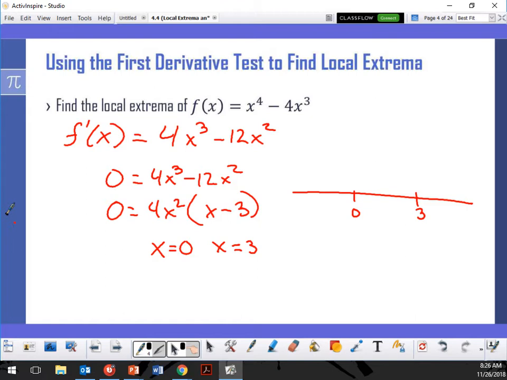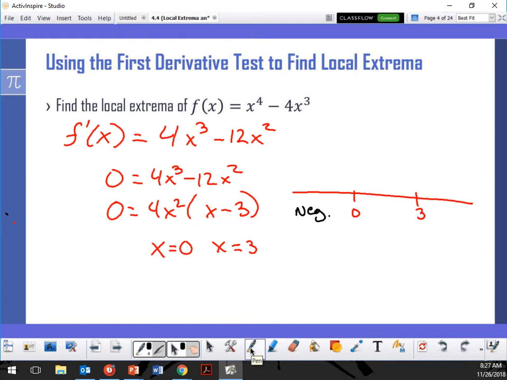So we're going to test this. We're just checking for positive and negative. The easiest way to do this is to use this factored form right here. You can plug into the derivative up above, but this works out a whole lot easier. Let's pick negative 1. With negative 1, 4x squared is a positive, and x minus 3 would be a negative. So when they multiply, I get a negative, for the entire interval from negative infinity to 0. Does that make sense? You guys see why we plugged in there?